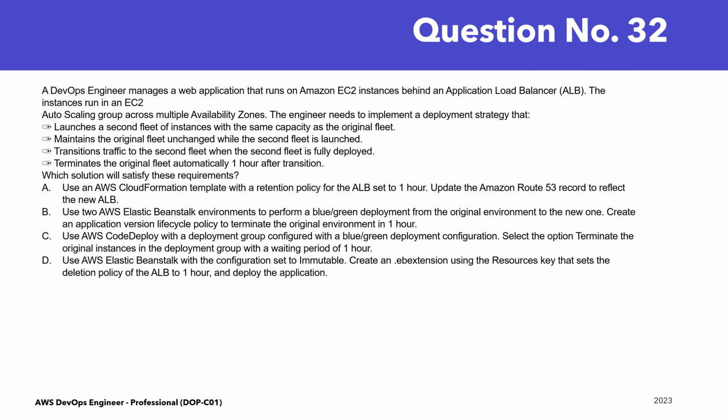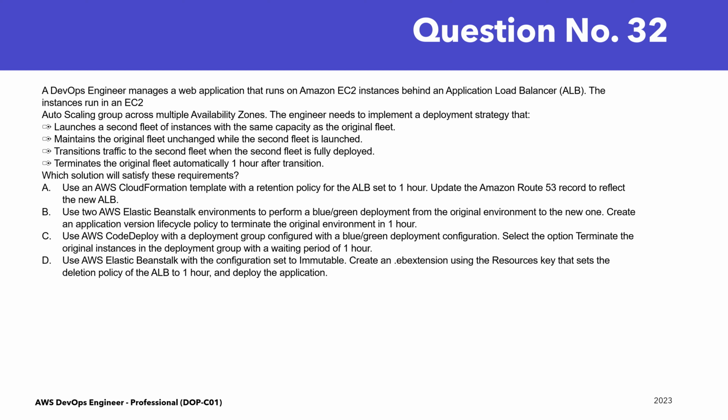A. Use an AWS CloudFormation template with a retention policy for the ALB set to 1 hour. Update the Amazon Route 53 record to reflect the new ALB. B. Use 2 AWS Elastic Beanstalk environments to perform a blue/green deployment from the original environment to the new one. Create an application version lifecycle policy to terminate the original environment in 1 hour.